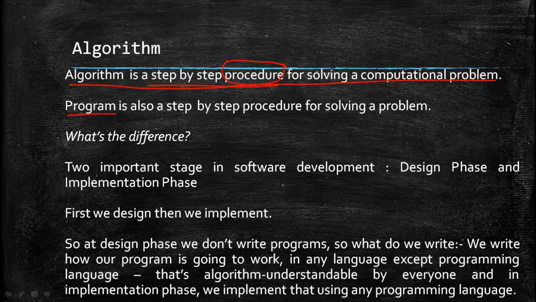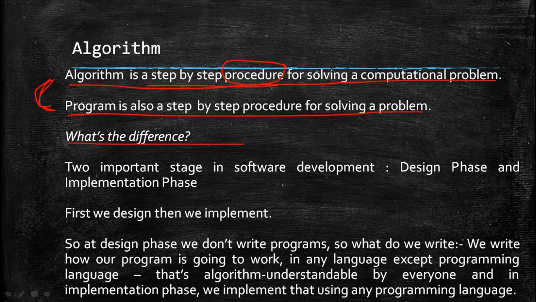Now program. What is a program? Program is also a step-by-step procedure for solving a problem. Program भी step-by-step procedure है for solving a problem. तो फिर difference क्या है? What is the difference between an algorithm and a program?